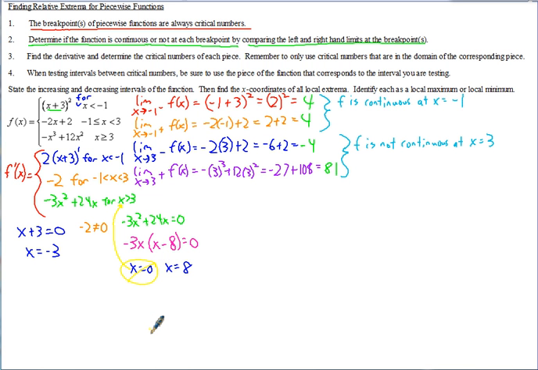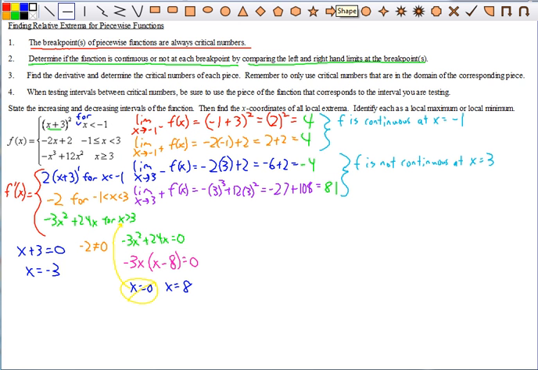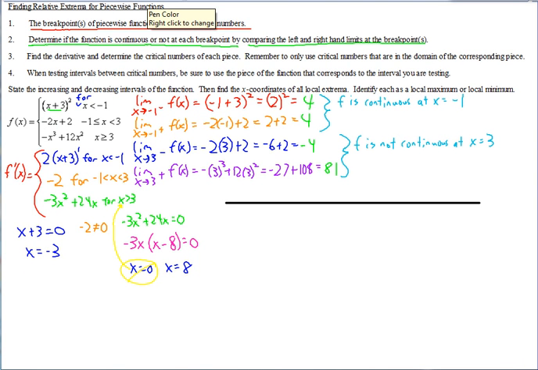So let's check 8. Is 8 greater than 3? Yes, it is. So 8 would apply to this piece. So 8 is a critical number. So our critical numbers are -3, 8, and our breakpoints of -1 and 3. So let's put all those on the number line. Put them down in order. So we've got, the first one we did is -3, right? And then -1, and then 3, and then 8.